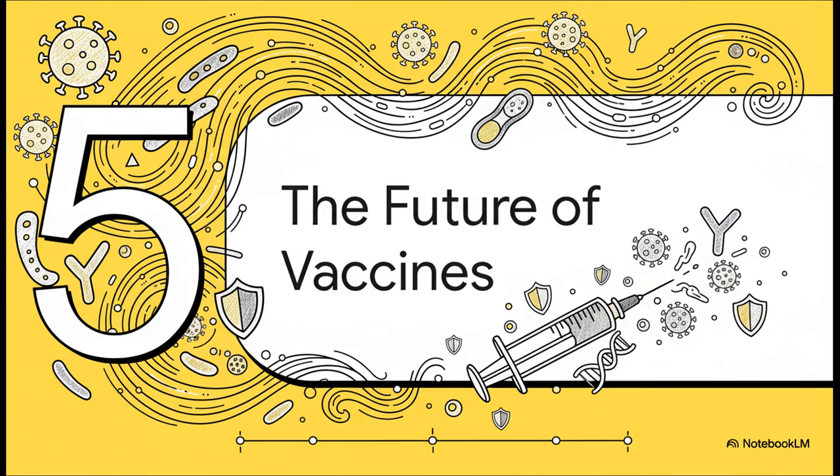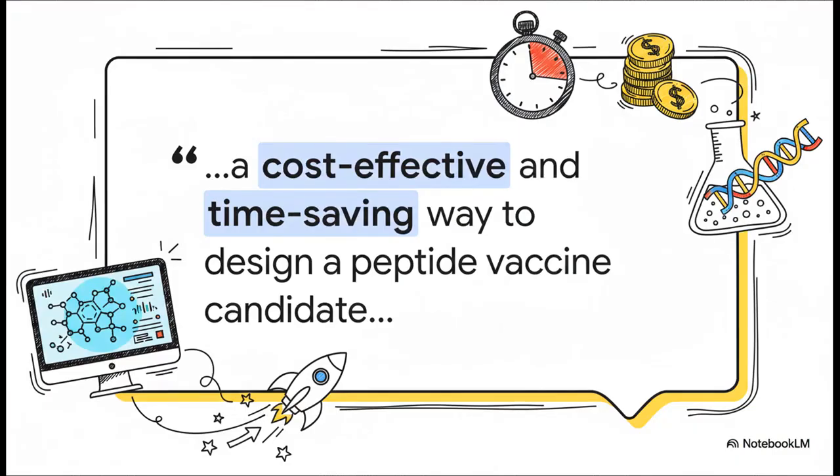So what does all this mean? What does a successful virtual experiment like this actually tell us about the future of medicine and how we fight off these terrible diseases? Well, the scientists who did this study put it perfectly. They said this approach provides a cost-effective and time-saving way to design a vaccine candidate. It's a true game changer, especially for that first really difficult phase of vaccine discovery.